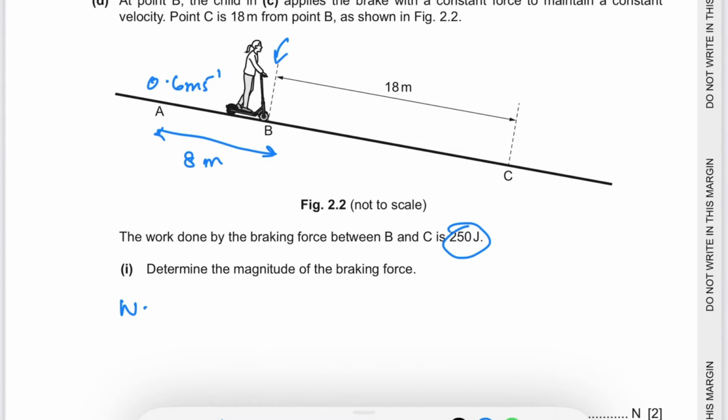So work done is equal to force times the displacement in the direction of applied force. That means you can find the braking force that's used to do this amount of work over a distance of 18 meters. Pretty straightforward, and that's 14 newtons.